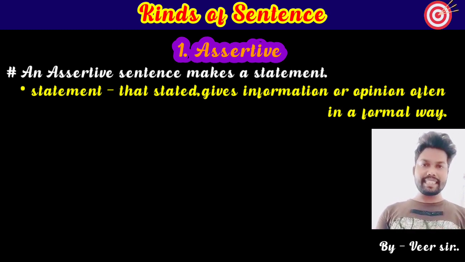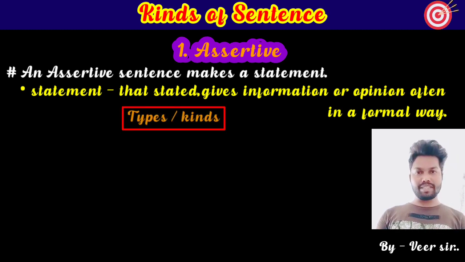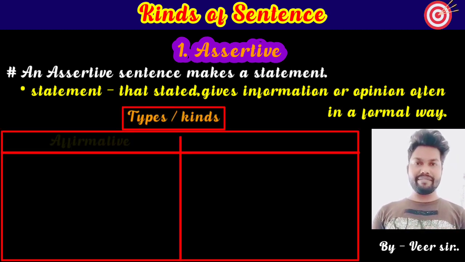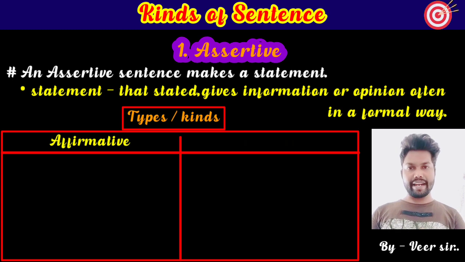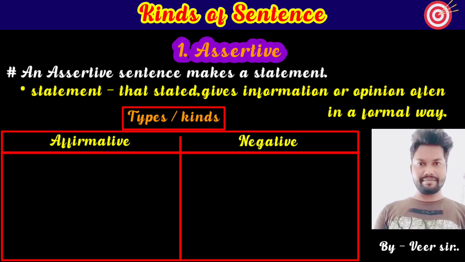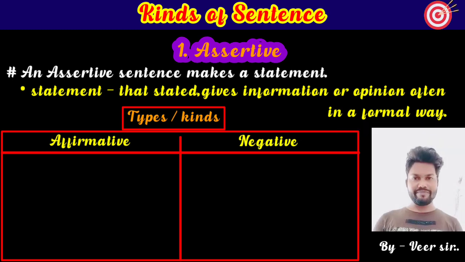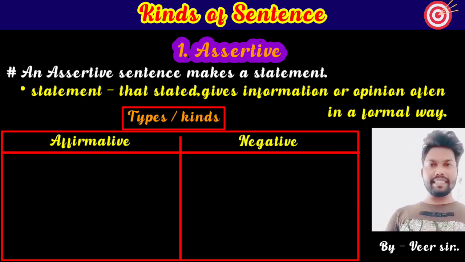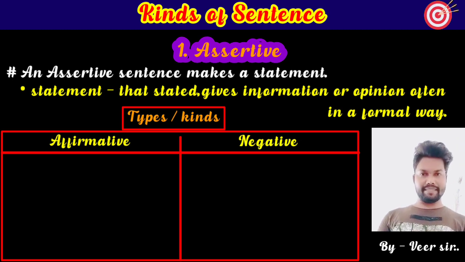An assertive sentence can be divided into two types. One is affirmative and the second one is negative. The affirmative sentence is also otherwise known as positive sentence. Now, you can see some examples of affirmative and negative statement.